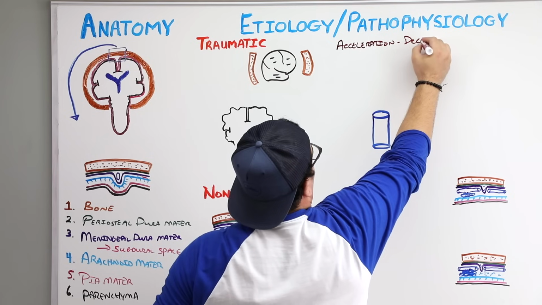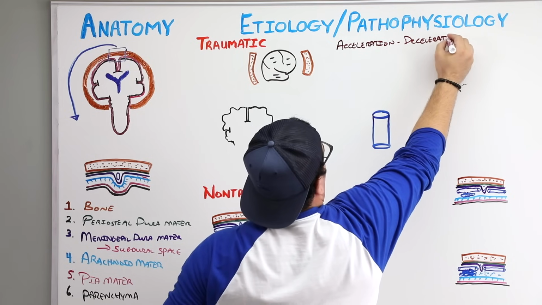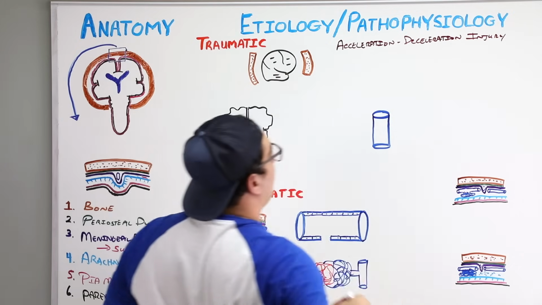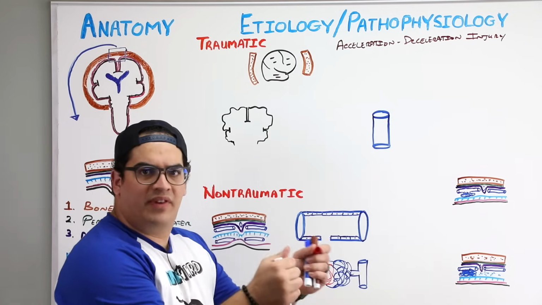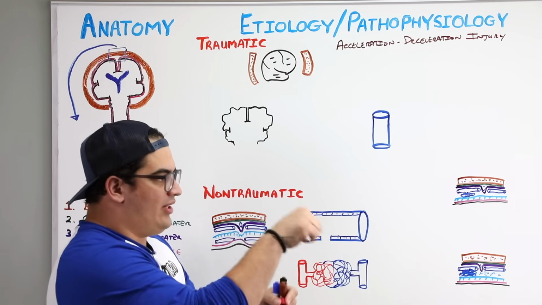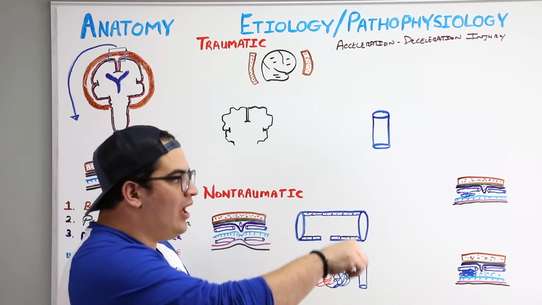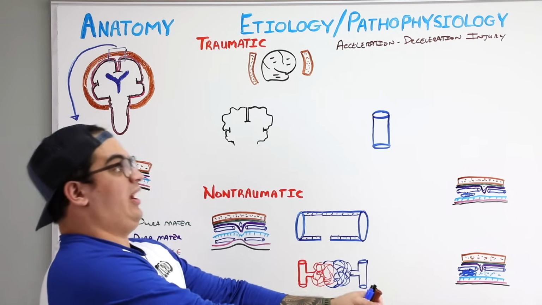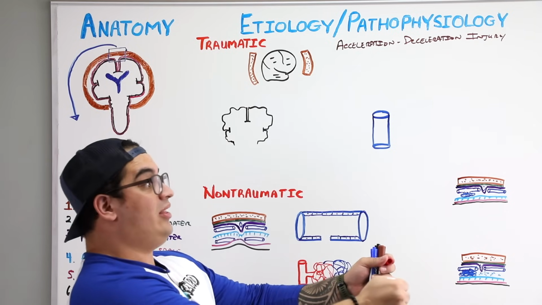deceleration type of injury. Now, what does this mean? If you're in a motor vehicle accident, right, you're drilling like 120 on the highway, and as you end up coming by and there's some type of deer that comes in the way, and you're like, I gotta hit the brake. When you hit the brake, what happens?